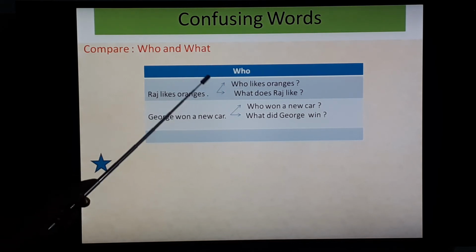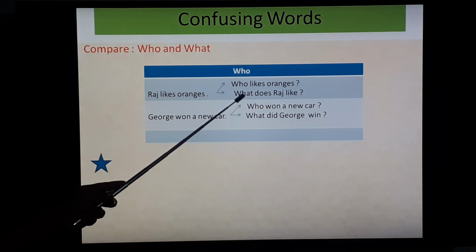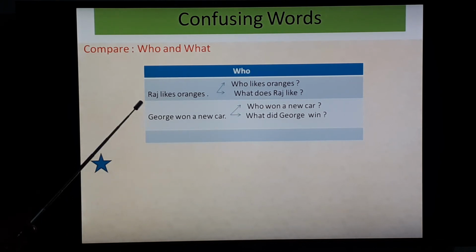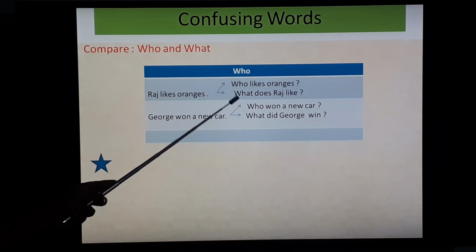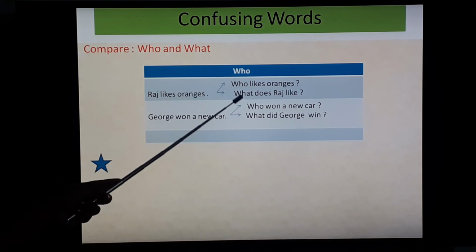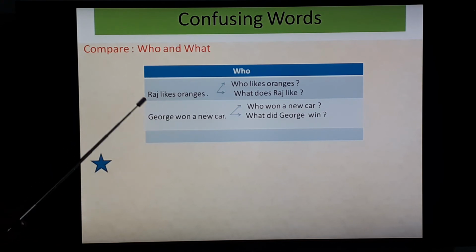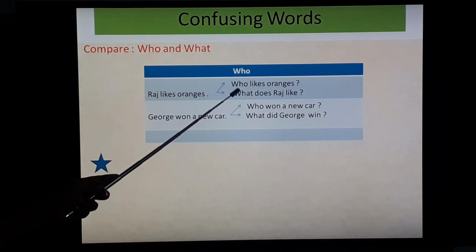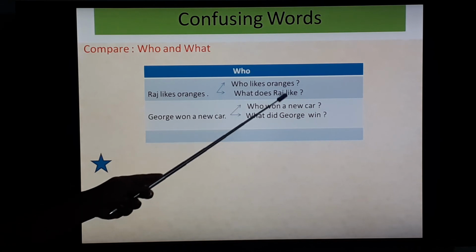Same way, same sentence with what. What does Raj like? Raj likes oranges. So oranges, this is the answer of what. This is the object. So if you want to know about object, ask with what. If you want to know about subject, ask with who. Here it is given, what does Raj like?